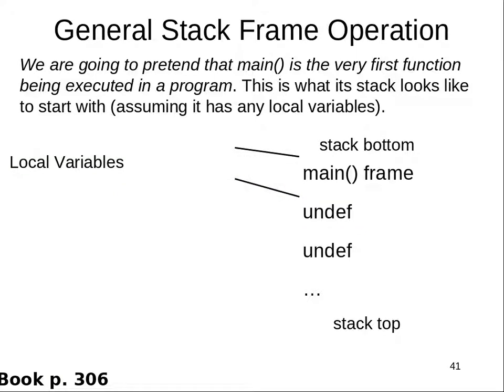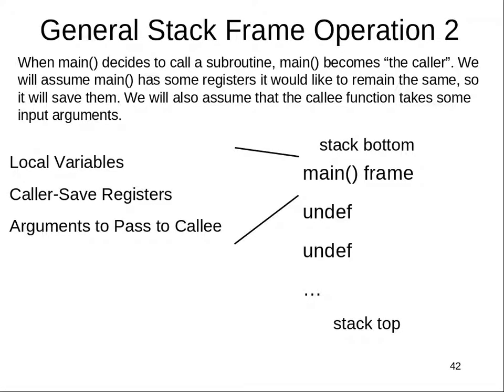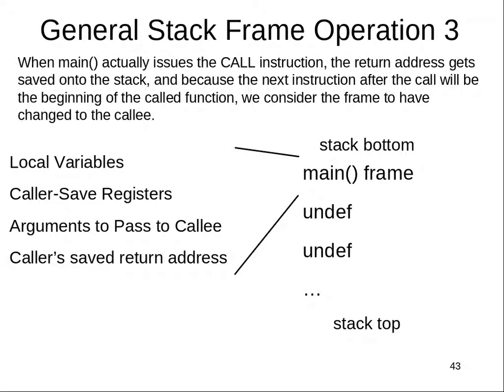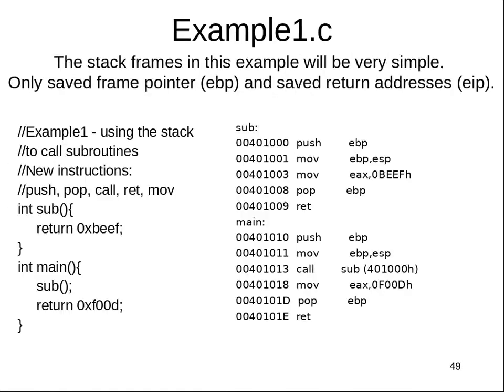All right, let's go do this real quick. We're going to pretend that main is the very first function being executed. This is what its stack looks like to start with. So we have main. You may have some local variables. When main decides to call a subroutine, it becomes the caller because he's the one performing the call. We assume main has some registers that would like to remain the same, so we will save them. We will also assume the callee function takes some input arguments.